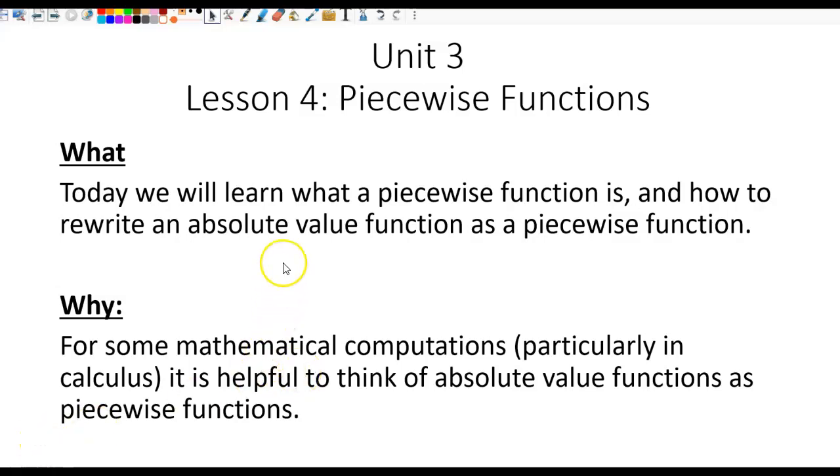All right, guys, welcome to lesson 3.4. We're going to talk about these things called piecewise functions today. Kind of jumping all over the place, it seems.